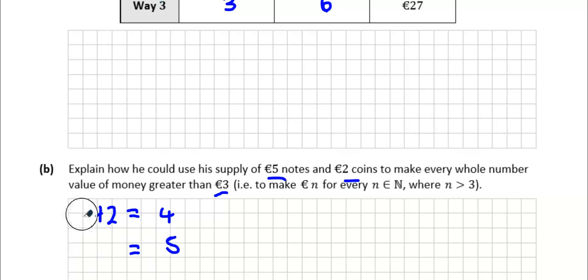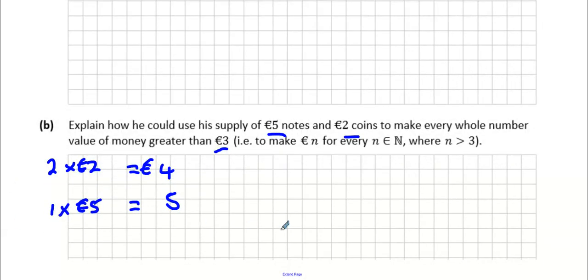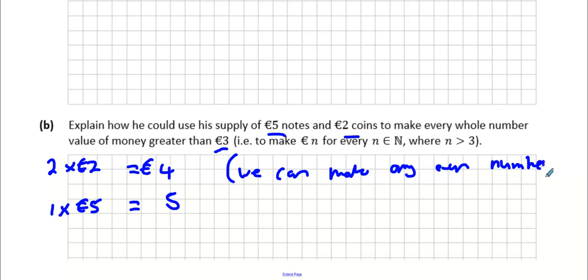So I think the way we do this is via multiplication. What we can say is 2 by €2 equals €4, and 1 by 1 €5 note is 5. So what we can say here is we can make any even number above €2 using €2 coins.